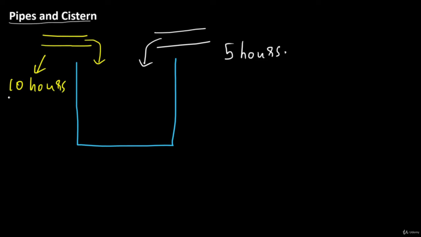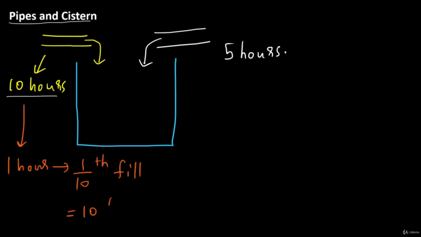Now this means that in 1 hour, this pipe can fill 1/10th of the tank, right? And that is 10% of the tank. Why is that so? Because in 10 hours, it can do the whole tank. So in 1 hour, that's 1/10th of the tank. And remember, 1/10th is the same as 10%. You can also think of it like this. In 10 hours, this pipe can do 100% of the work. Therefore, in 1 hour, it can do 10% of the work. That is filling the tank.